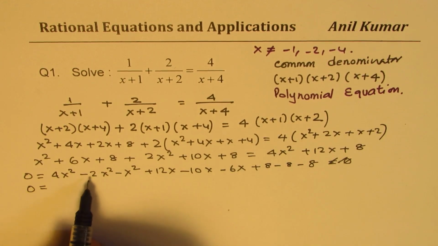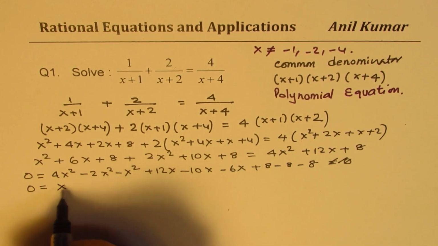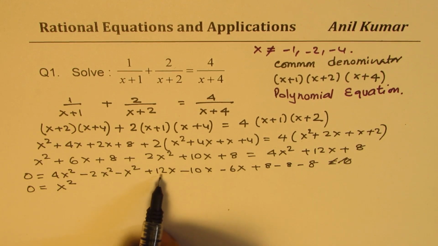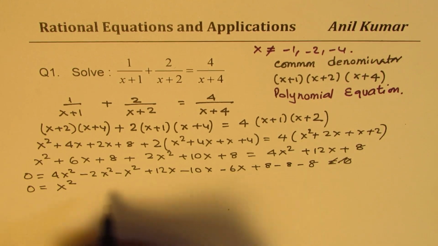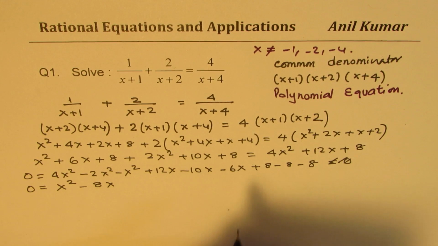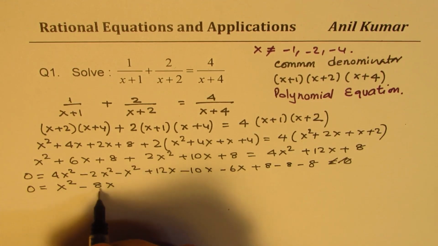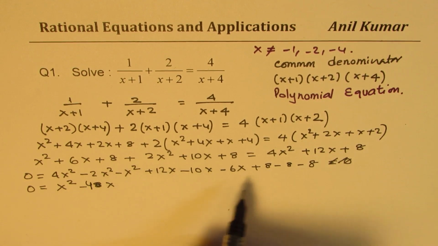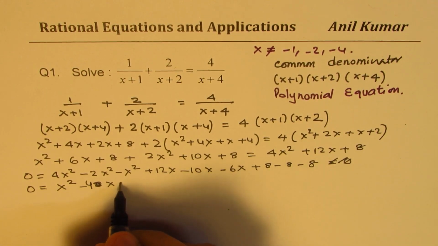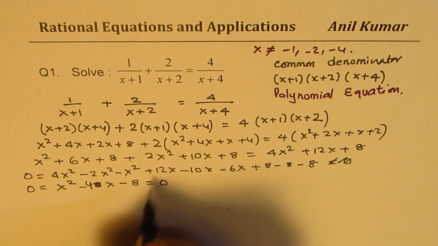Okay, so 4x squared minus 2x minus x squared gives me x squared. 12 minus 2 is 2, and then we get minus 8x, right? 12 plus 2, so minus 4x. And here we get minus 8 equals 0.